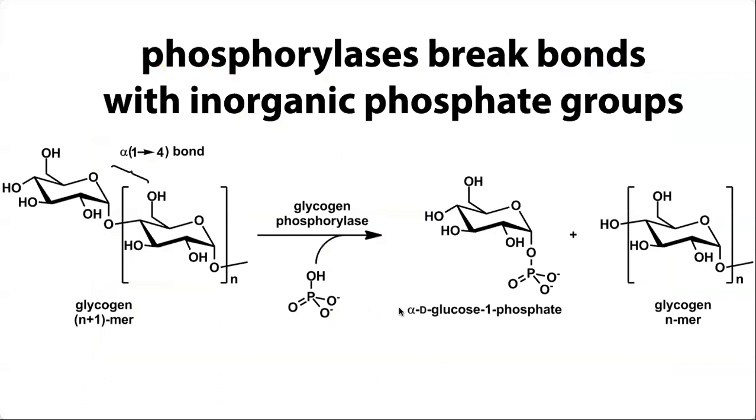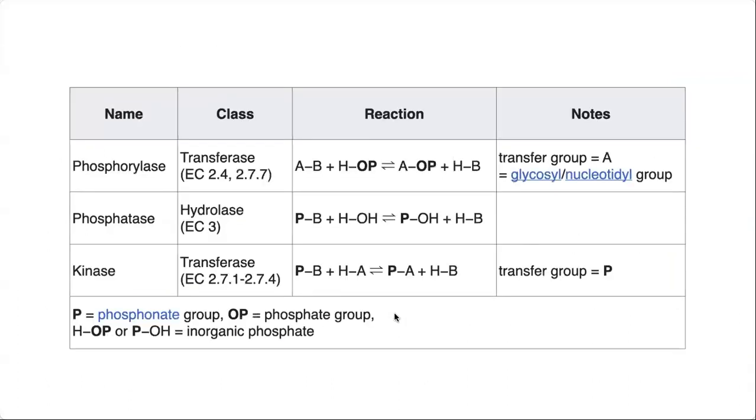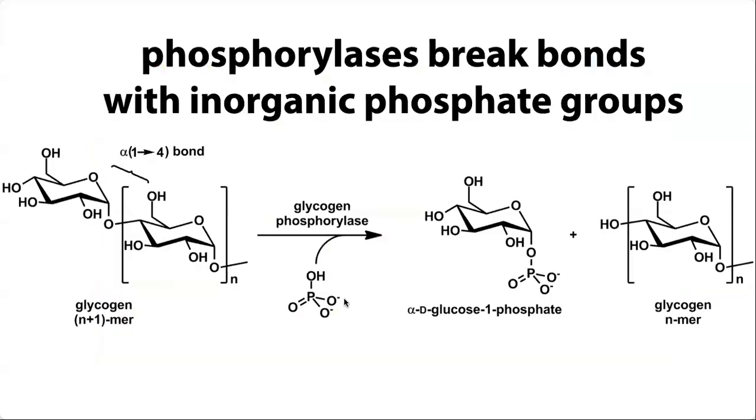And this is going to allow you to break down molecules like glycogen, breaking a bond and transferring that to inorganic phosphate. So it's still a transferase, but it's not transferring from an organic molecule, it's transferring from an inorganic molecule. So glycogen phosphorylase is our classic phosphorylase. Often it's just referred to as phosphorylase, but there are other phosphorylases as well.